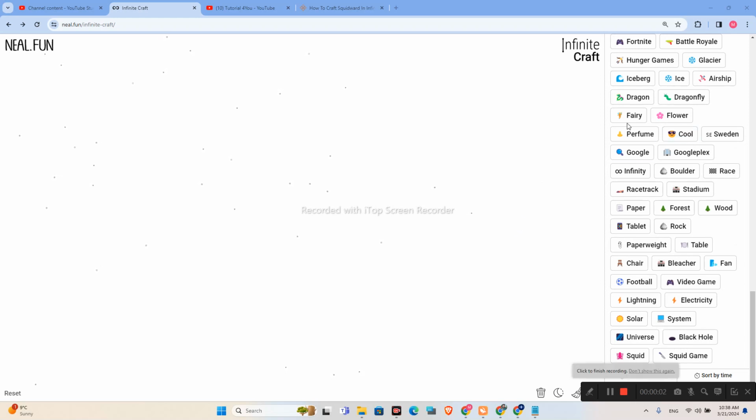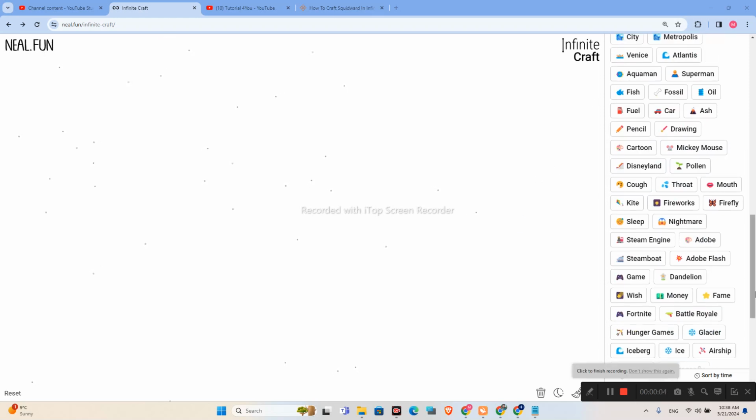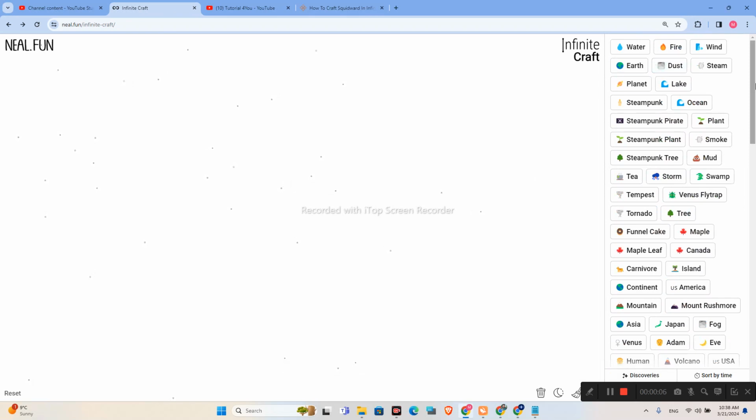How to make Squidward in Infinity Craft. So let's get started. First up, we will combine earth plus water and we will get plant.